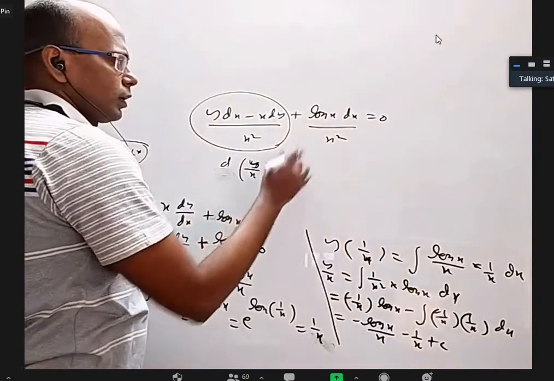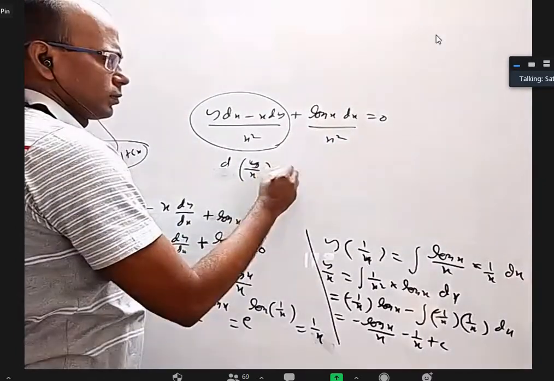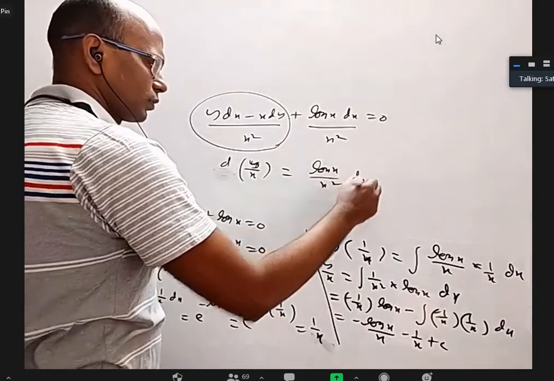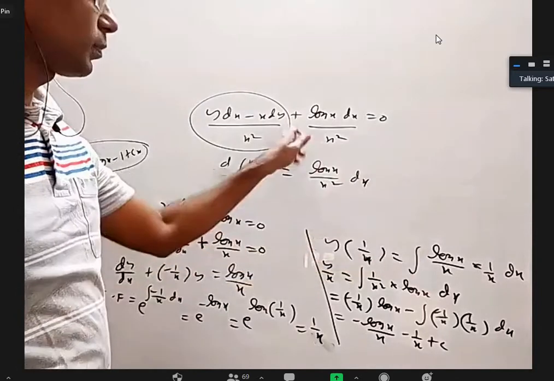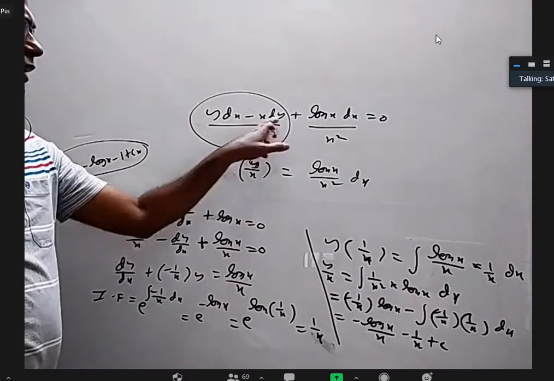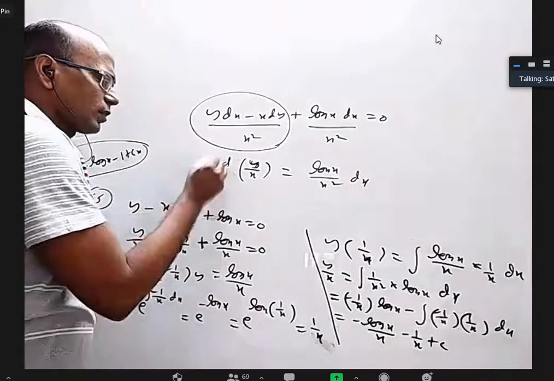Okay, and this I can send to that side. I will get log x by x square. Now when I integrate directly, we'll get this step. There should be a minus here or what? What is the derivative of y by x? Negative of this. So this is minus dy by dx. Okay. Fine.